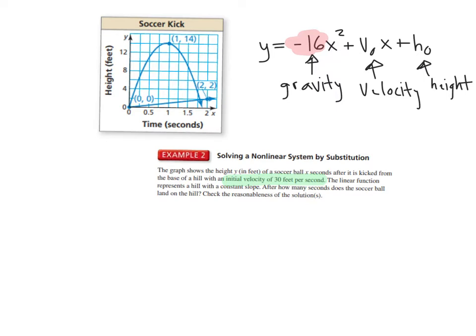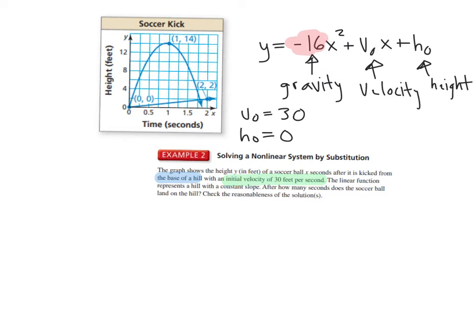Now the next part we have is the height. The height says that it's at the base of the hill. You have to understand what the base of a hill means. That means you're at the bottom, where you have zero height. Your height is zero. So we understand that our v sub o is equal to 30, and our height, our h sub o, is equal to 0.